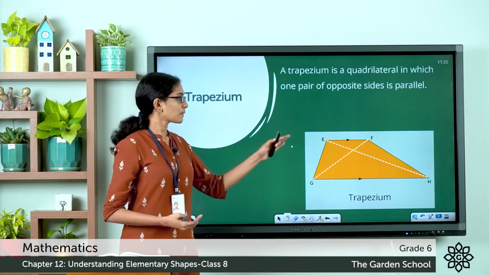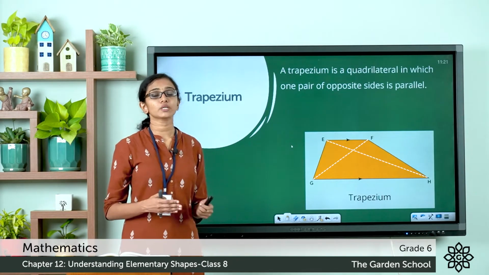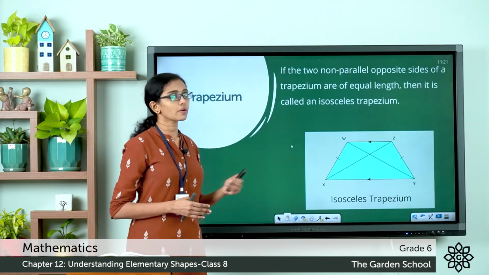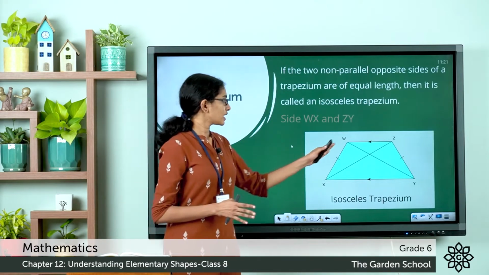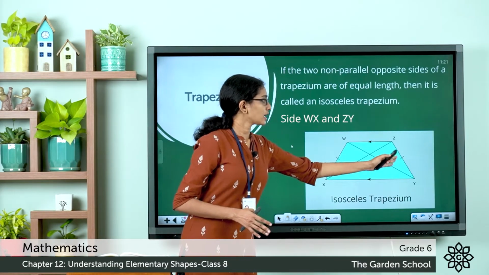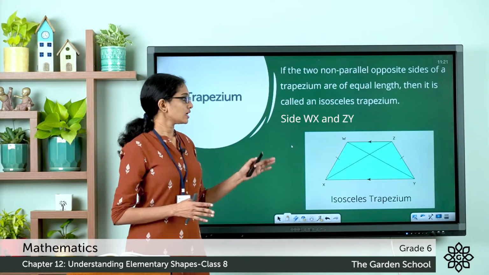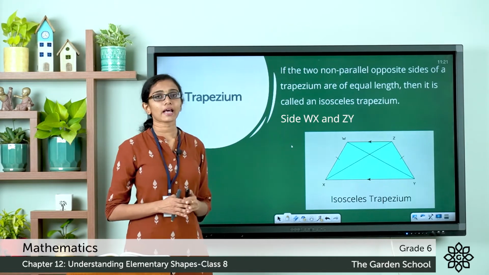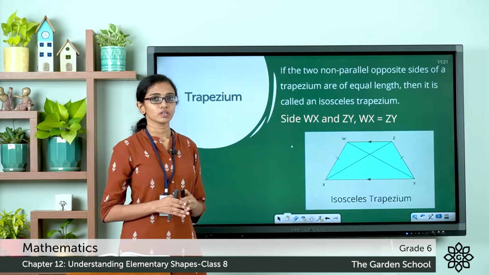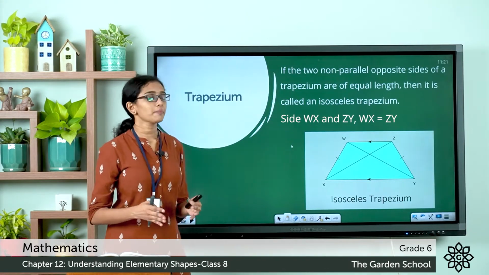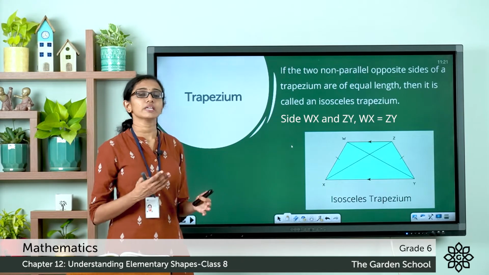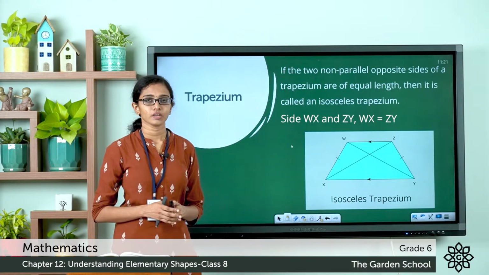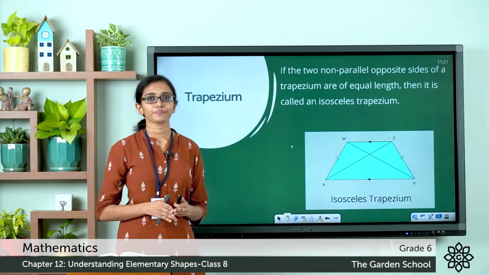So if the two non-parallel sides of a trapezium are equal in length, you call that an isosceles trapezium, like the one you see here. Here the sides WX and ZY are opposite sides of this trapezium and they are non-parallel but equal in length. So if the two non-parallel sides of a trapezium are of equal length, it is called an isosceles trapezium. So that's about a trapezium.